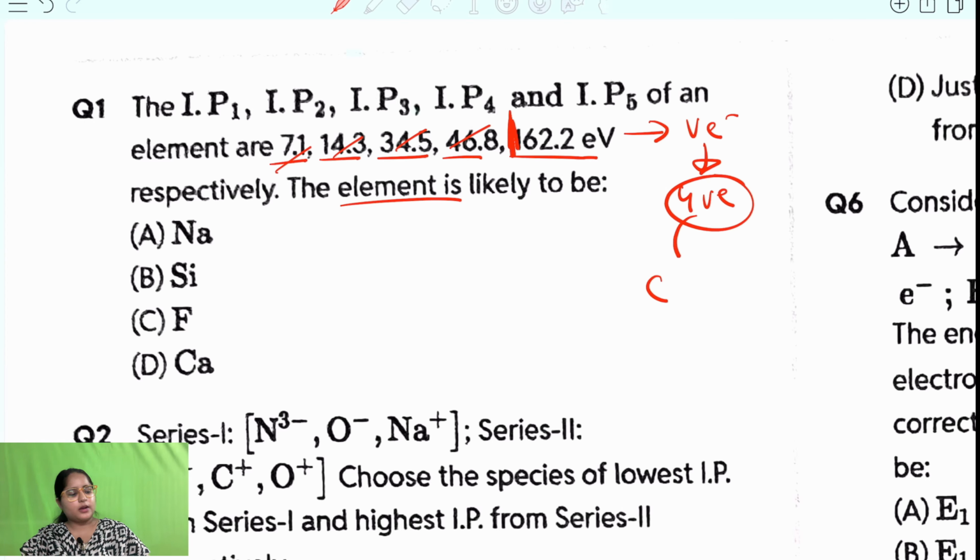And which group has 4 valence electrons? 14th group, that is the carbon family. Who belongs to the carbon family? Silicon. So, they are talking about the silicon element, very easy. Okay. If you do not know the concept, then it is one of the most difficult questions.